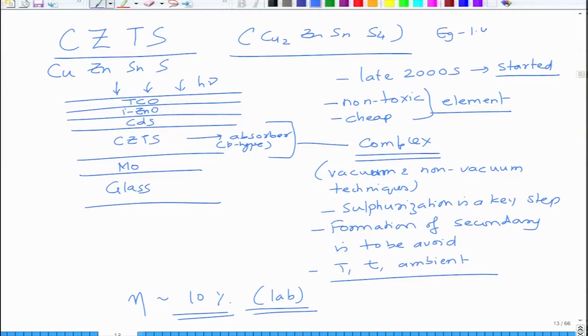The band gap of this material is about 1.4 to 1.5 eV. So it's an ideally placed band gap, and the absorption is also quite good. It's a very good material and very good technology, but there are certain issues with respect to processing the particular phase and getting high efficiencies. But 10% has already been demonstrated at the lab scale, and a lot of work is going on in making this technology commercial.